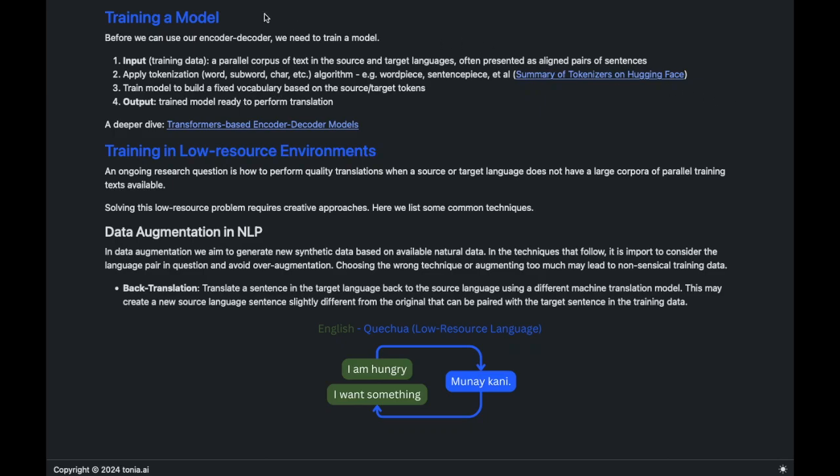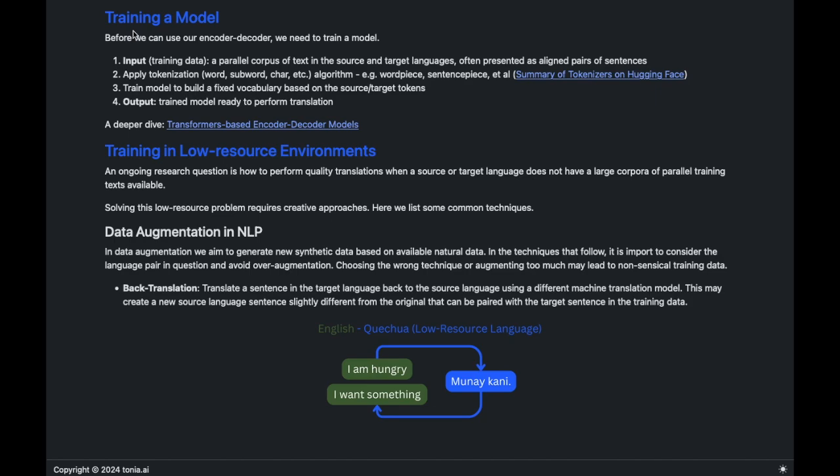When we are training a model for neural machine translation, sometimes one or both of the source and target languages we want to train do not have a lot of available training data. This is a low resource problem.